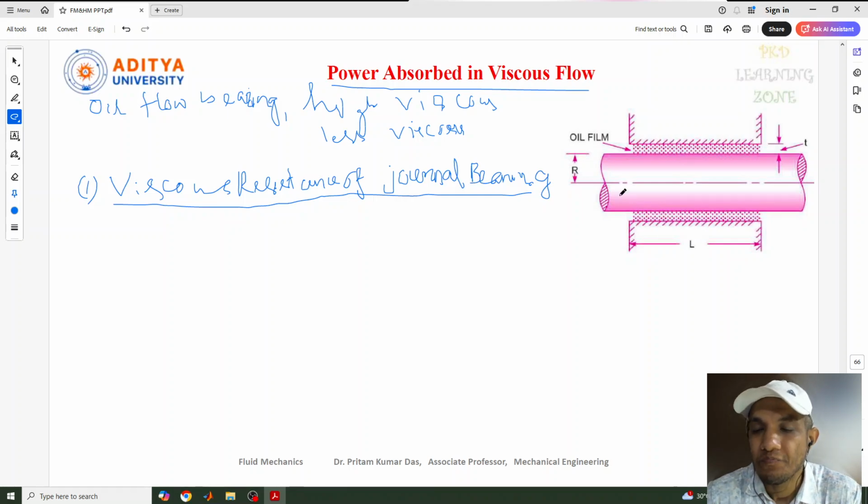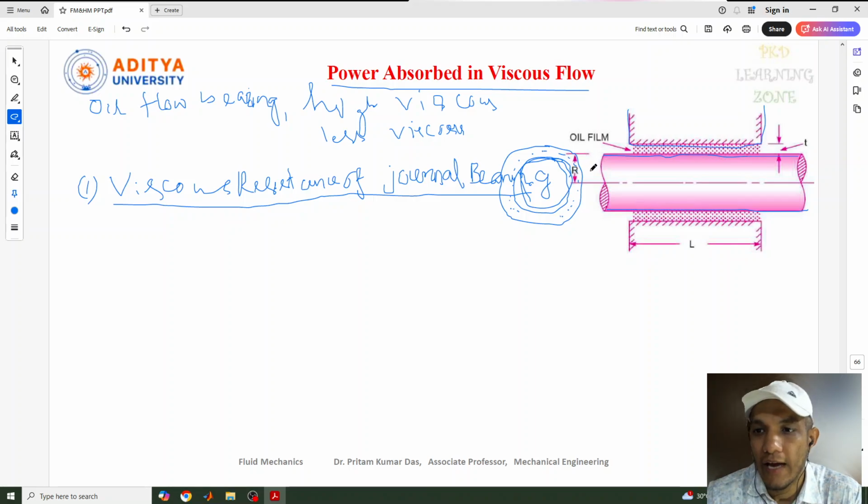For this I have taken this diagram. If I draw, there is a circular part, and this is the shaft, actually the shaft, not a pipe. This is the shaft which is going to be rotated, and this is the bearing part. In between the shaft and the bearing part, oil is present, so that the movement of the shaft will be very smooth.